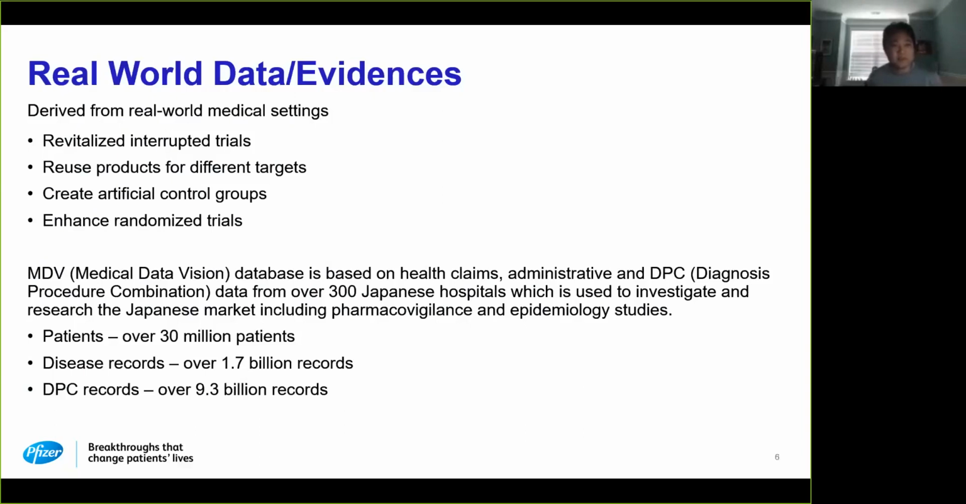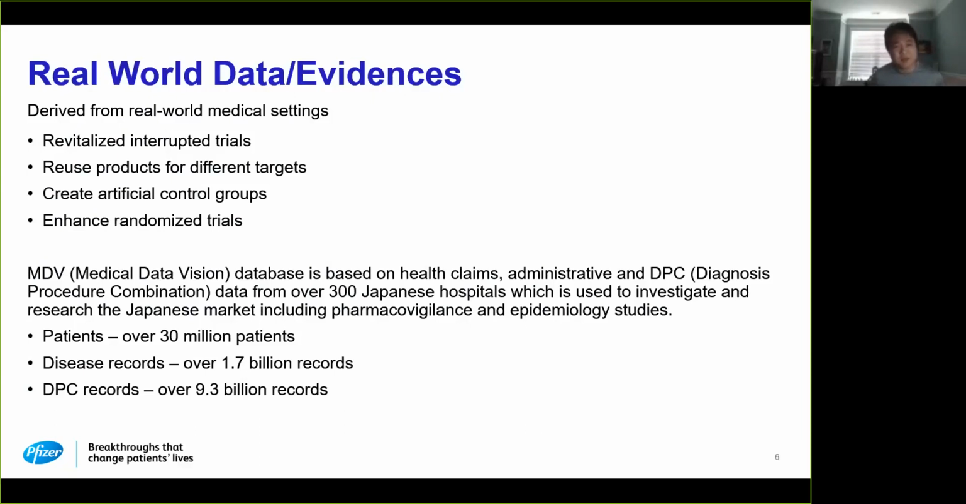So one particular database that I used here is called the MDV, Medical Data Vision Database, and it's health claims and administrative and diagnosis procedure combination data from 300 Japanese hospitals. The reason that I use a Japanese database is that I've been working with my Japanese colleagues for the last couple of years on applying real-world data with machine learning. So I was more familiar with it, but this can be expanded to other databases such as Optum or other databases available in the US.